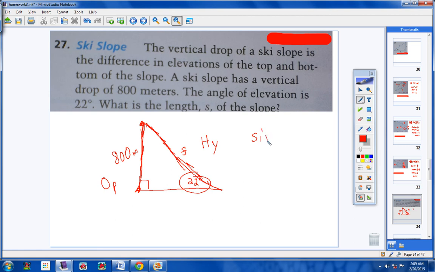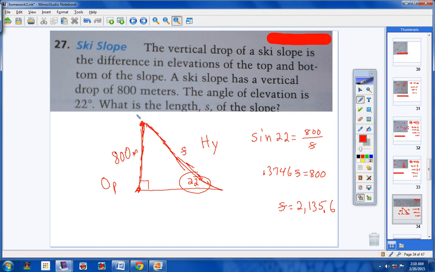So I'm going to write sine of, now what angle am I dealing with? 22 equals opposite, which is 800, over hypotenuse, which is S. Okay? So first of all, sine of 22 is a number. That's the first thing we have to realize. 0.3746. And then secondly, I'm going to multiply both sides by the denominator, which is S. Now divide both sides by 0.3746. So 800 divided by 0.3746. And I'm getting this for S, 2135.6. And that should be how long the slope is.